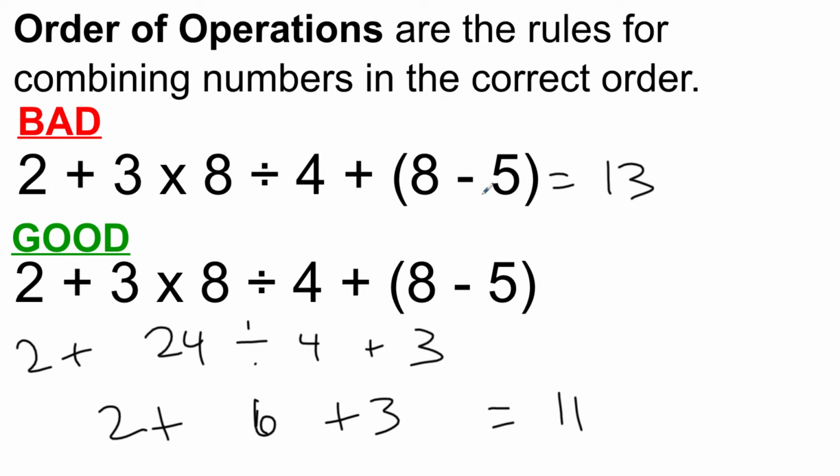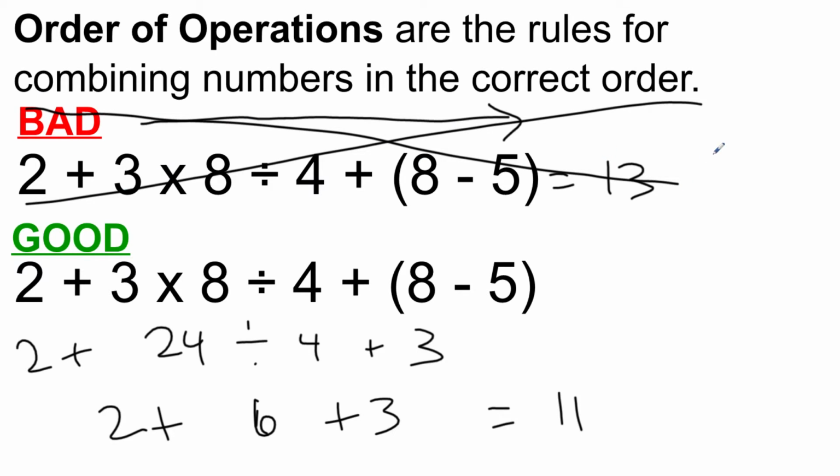So I just put them in order. This was like left to right. I went straight across and just did the operations as I saw them, and I got a 13. In this case, I did them in a specific order, which we're going to talk about in a second, and I got an 11. This is bad. So note that. Put it in big, bold letters. Bad. Do not just go from left to right. We have to put them in the order that has been decided that we're going to put these numbers together.